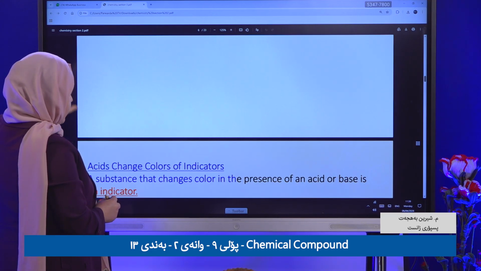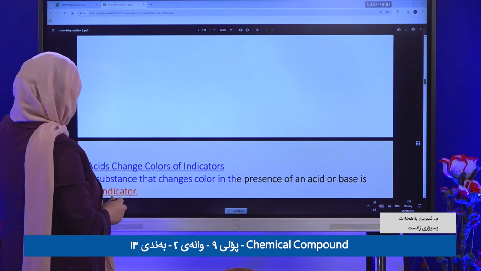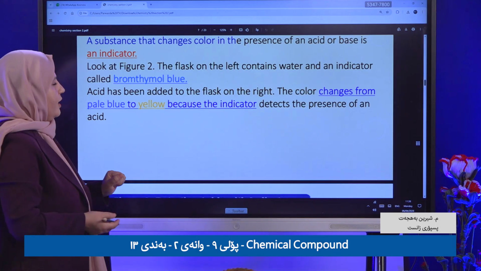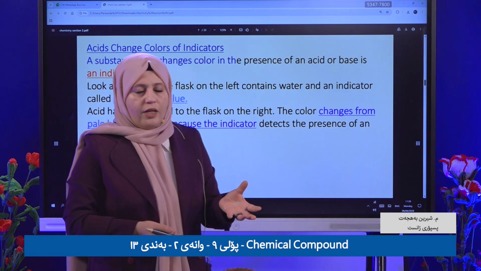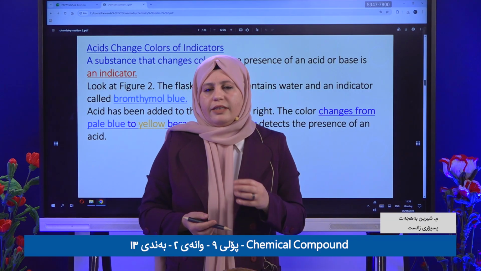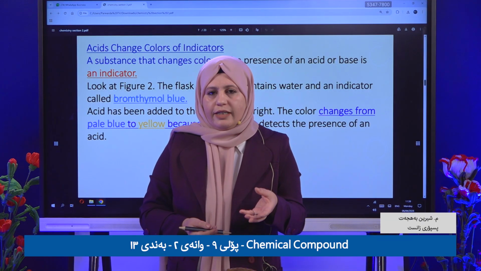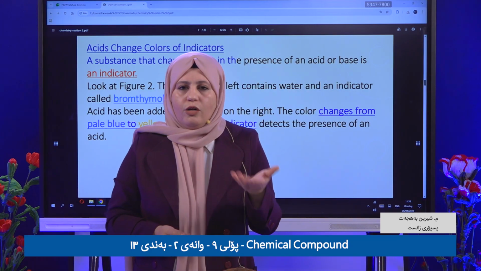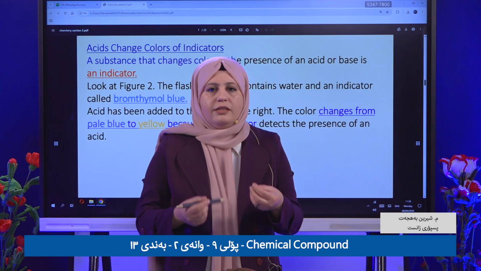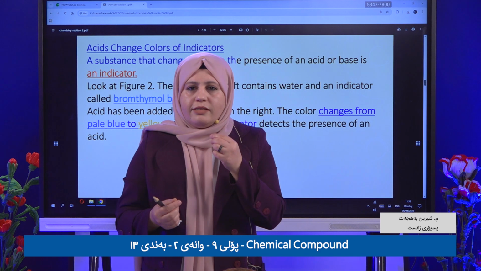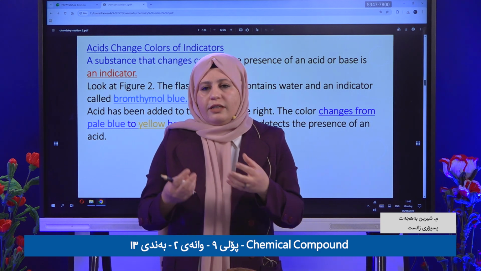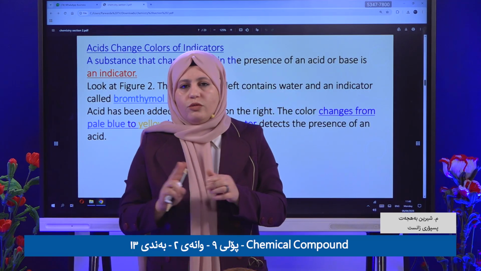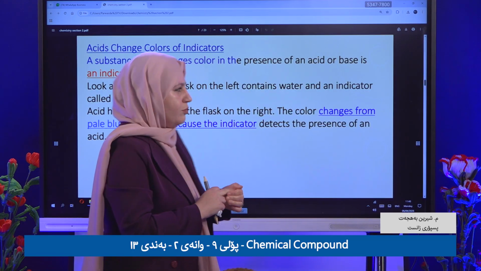Acid changes the color of an indicator. What is an indicator? We have two types of indicator. One of them is liquid. One of them is like a paper. An indicator tells us whether this substance or this liquid is an acid or a base. Okay? You don't need to touch it or taste it. By indicator, we know this is acid or base. So how many types of indicator do we have? Two. One of them is liquid, which is called bromothymol.